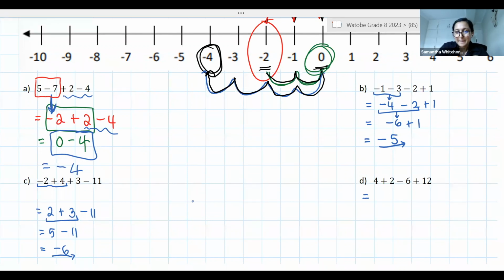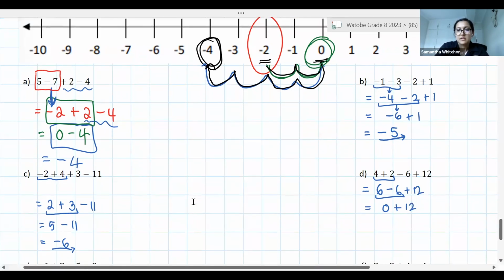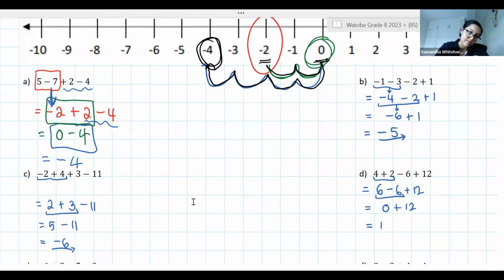4 plus 2 equals 6. Good. So it's 6 minus 6 plus 12. Good. So 6 minus 6 is 0. Excellent. So it equals 0 plus 12. And 0 plus 12 equals 12. Fantastic. Well done, Motabang. Excellent.